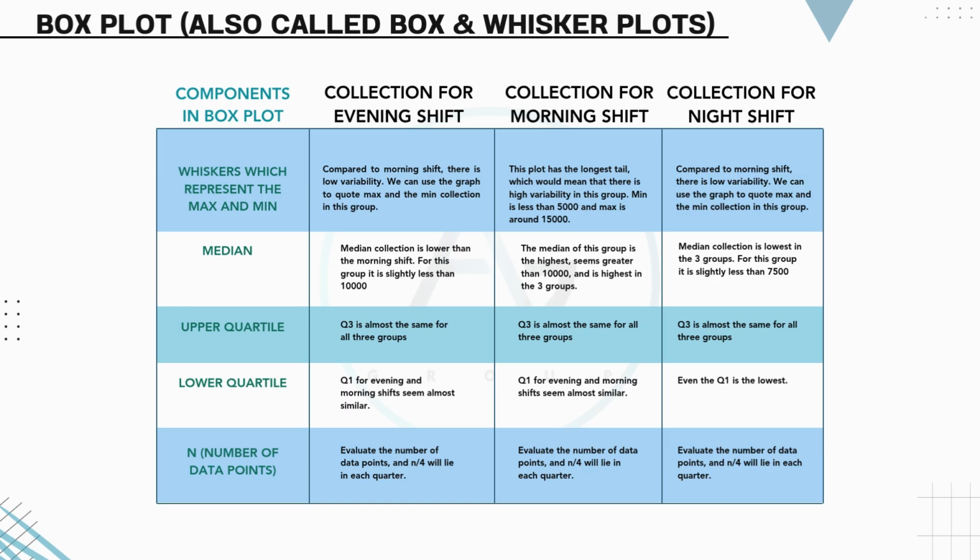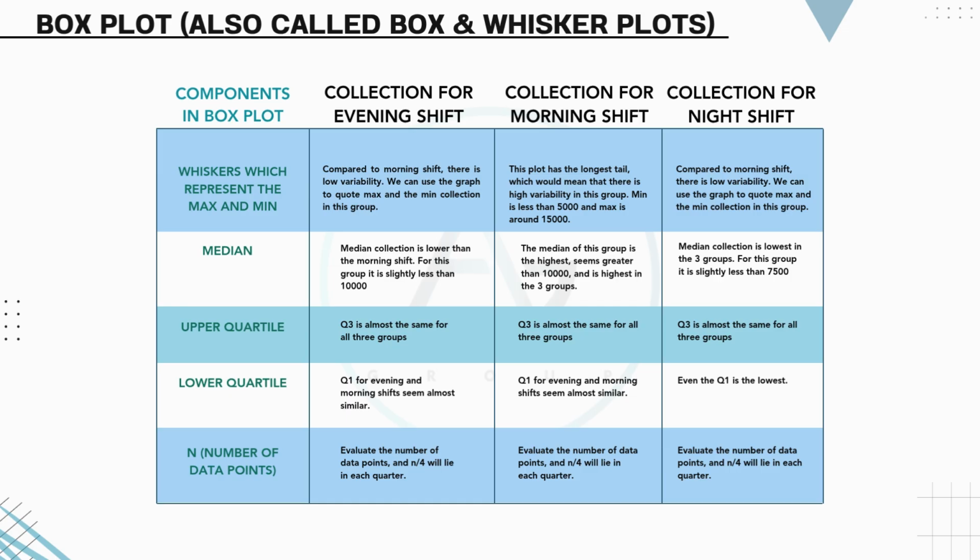Three, upper quartile, Q3. Q3 is nearly the same across all three shifts, showing similar top-end performance for the upper 25% of data. Four, lower quartile, Q1. Q1 is also similar for evening and morning shifts, indicating a consistent lower range. Night shift has the lowest Q1, reflecting a poorer lower quartile collection performance. Five, N, number of data points.